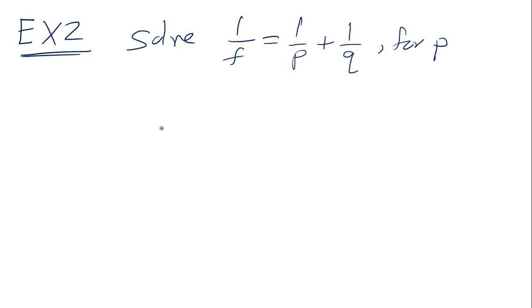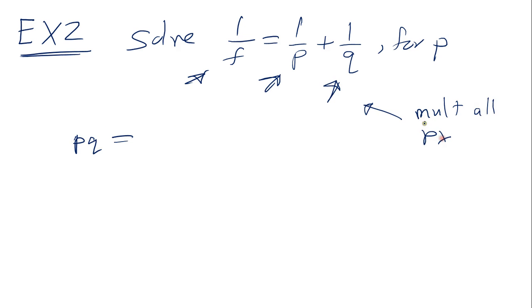Let's just say I want to solve that for P. And if I wanted to do that, then the first thing I want to do is get rid of all these dang fractions everywhere. So I can multiply by F, P, and Q everywhere. So basically what I'm going to end up with is PQ equals, P is going to cancel. So I'm going to multiply everything by FPQ. So basically, I end up with PQ.